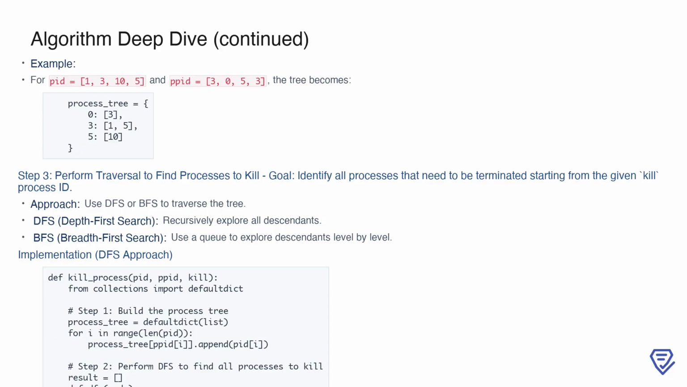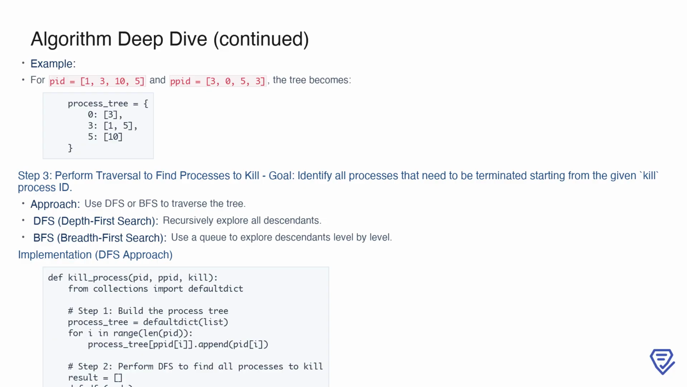Additionally, process 5 has a single child, 10. Once the tree is constructed, the next step is to perform a traversal to identify all processes that need to be terminated, starting from the given kill process ID. To achieve this, we can use either DFS or BFS.